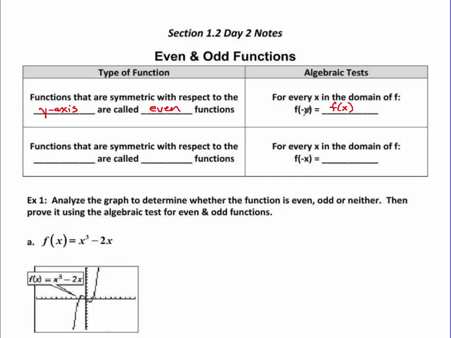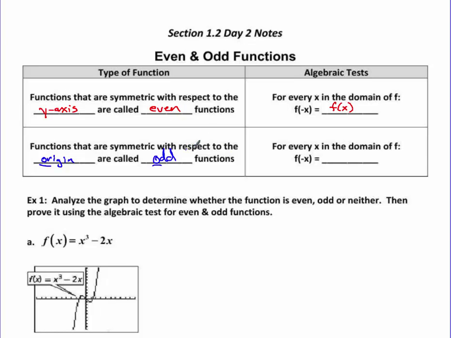Remember, we plugged in a negative x, and if we got the same thing back, then we knew that it was symmetric with respect to the y-axis. And now we're just going to call that an even function. Functions that are symmetric with respect to the origin are called odd functions. Okay, and that one's kind of easy to remember because origin starts with O and odd starts with O.